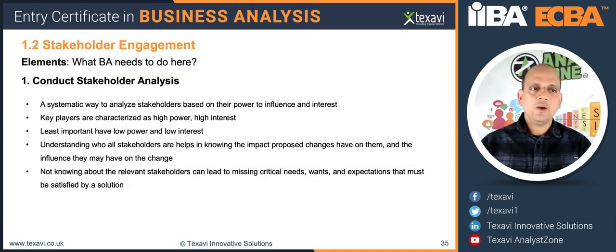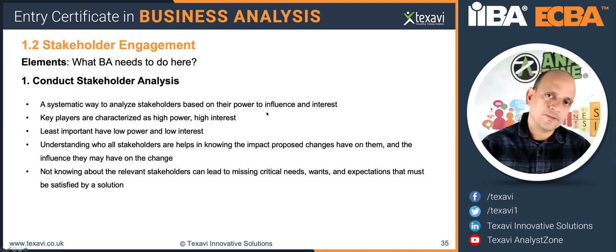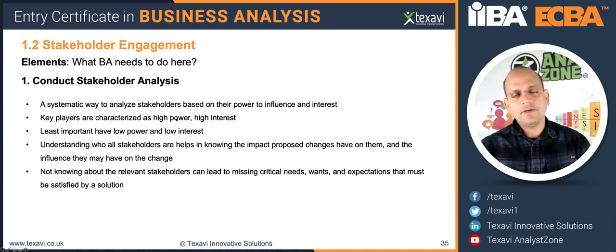So as BA, what do we need to do? Basically, this is what is called conducting the stakeholder analysis. In this kind of activity, what is important is we need to identify the stakeholders based on their power to influence and also their interest, as we discussed. So high power, high interest, and low power, low interest. Some people have both high power as well as high interest.